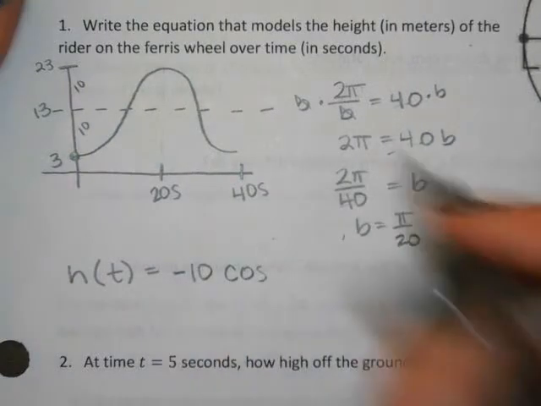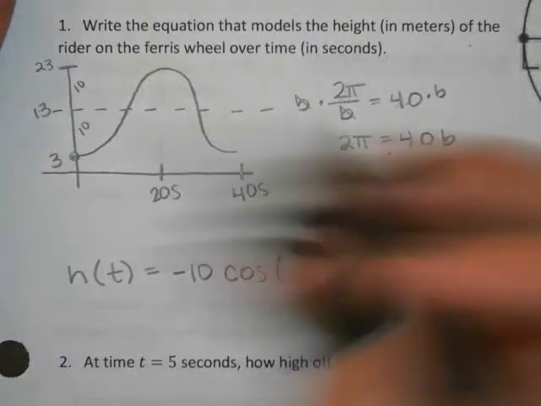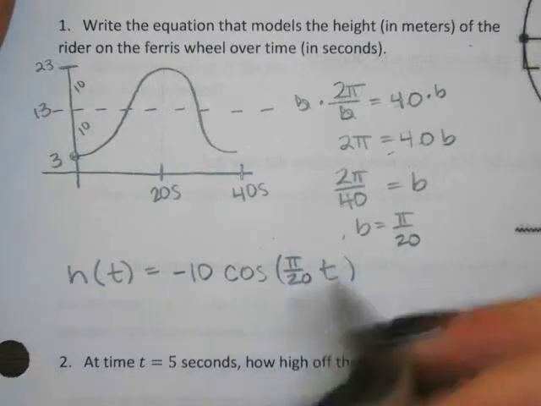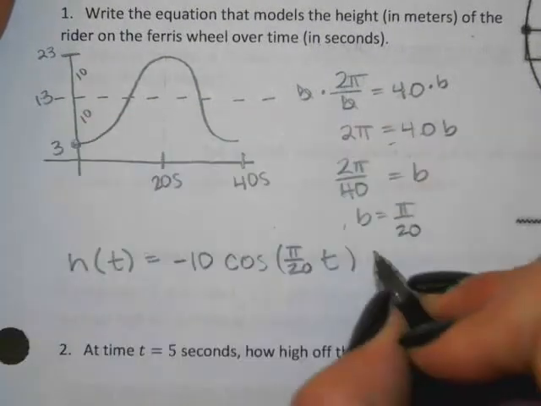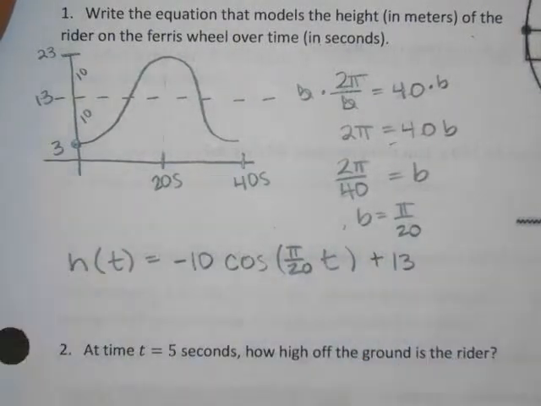Okay, so now we have to figure out what goes inside the parentheses, and what would that be? We're going to use t for this problem, right, for h of t. And then what do we put on the end? Plus 13 for the midline. Okay.